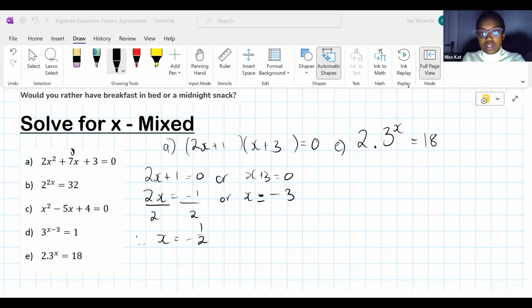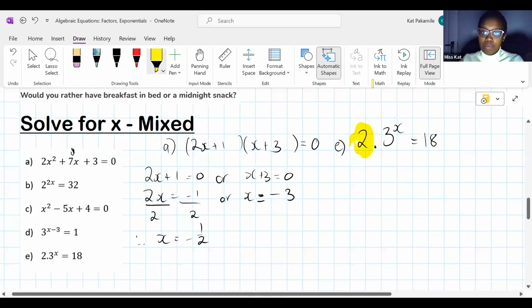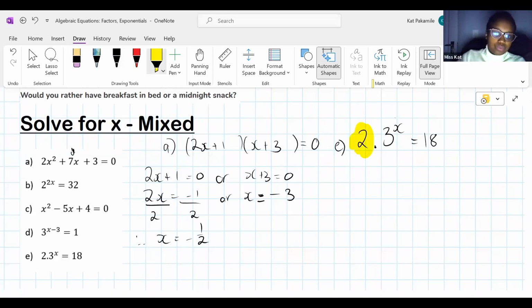What would you do in this case? You cannot put 18 as something to the base of 3, right? And we don't want that 2. This 2 in front here is a problem. So how do you get rid of that 2? How do we get rid of that 2 that's in front? Anyone?